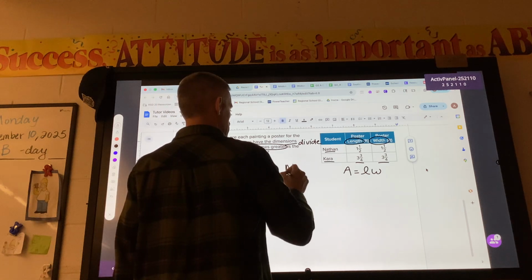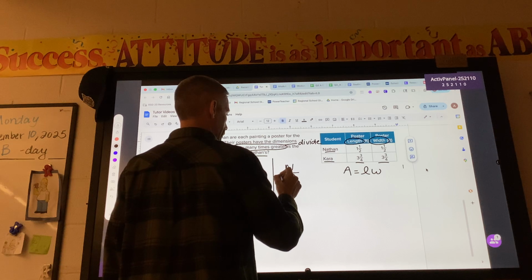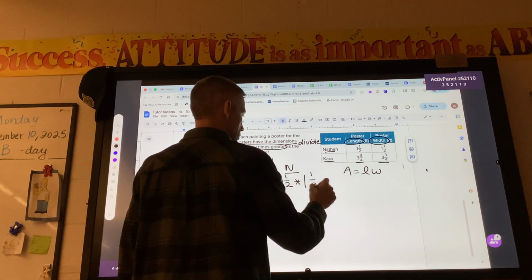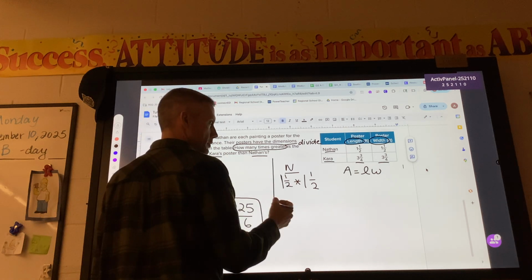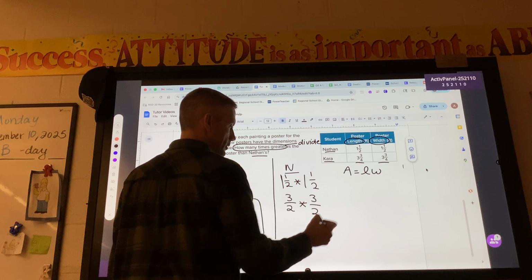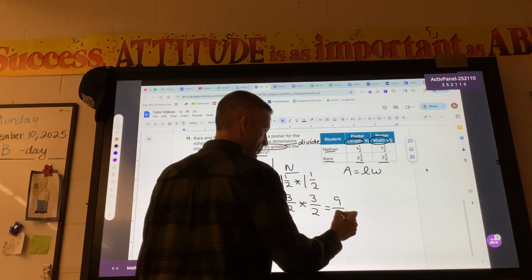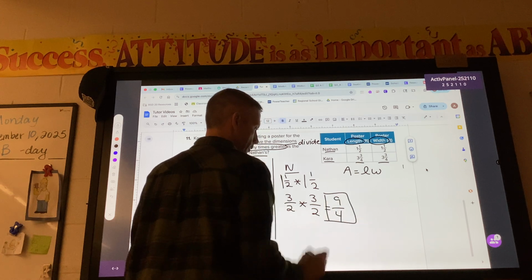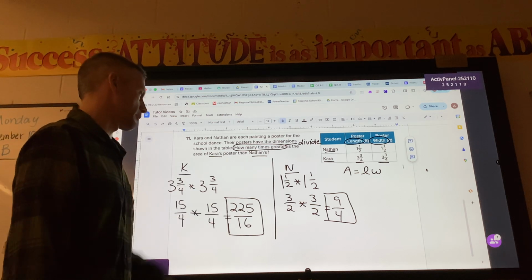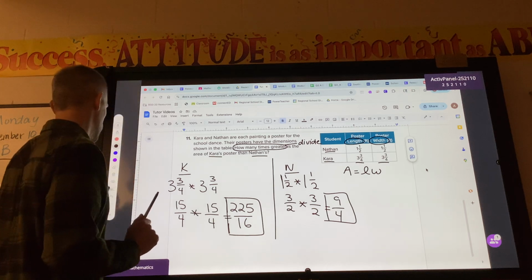Now I'm going to do Nathan's. Right, so we'll do Nathan's on this side. Nathan's poster was 1 1/2 by 1 1/2, also a square, right? So this would be 2 times 1 is 2 plus 1 is 3. 3 halves times 3 halves. Nothing to cross reduce. We're going to go straight across. 3 times 3 is 9. 2 times 2 is 4. So the area of Kara's poster is 225 over 16. The area of Nathan's poster is 9/4.